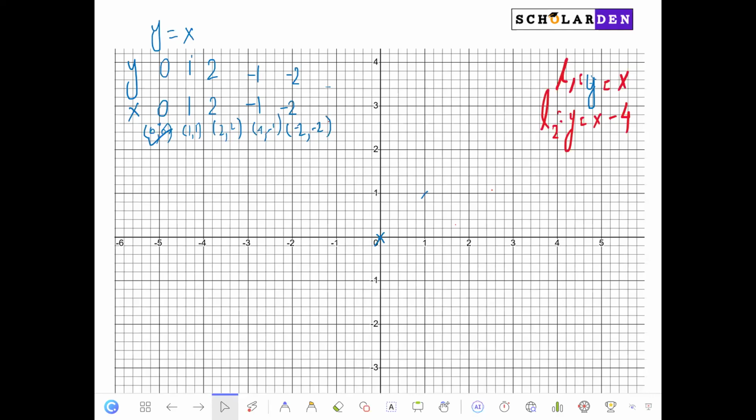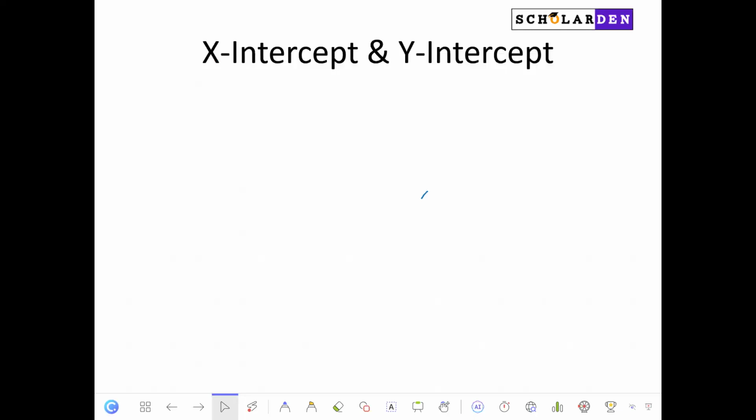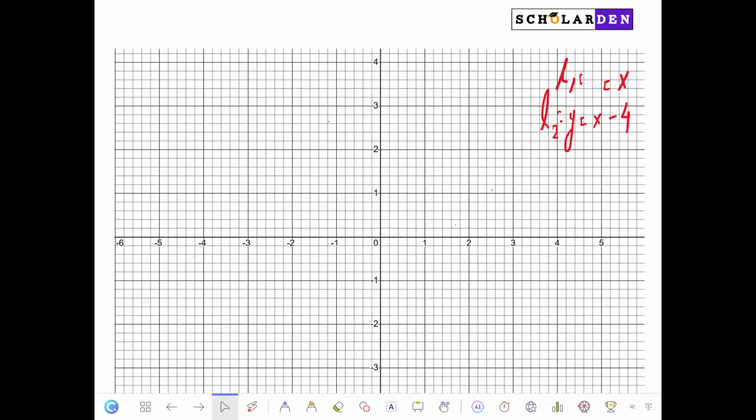Sorry about that. Let me quickly redo that. Okay. x and y: 0, 0, 1, 1, 2, 2, 3, 3. Okay, a different set of coordinates, but the philosophy remains the same.